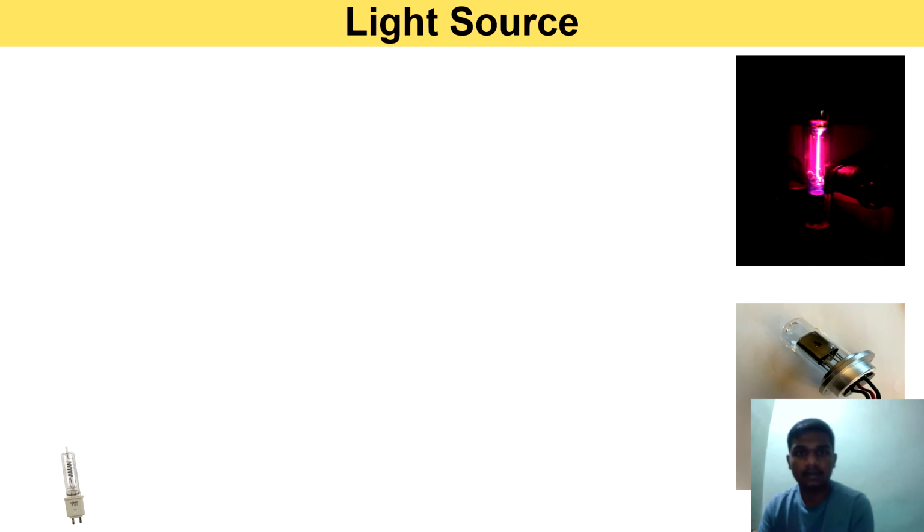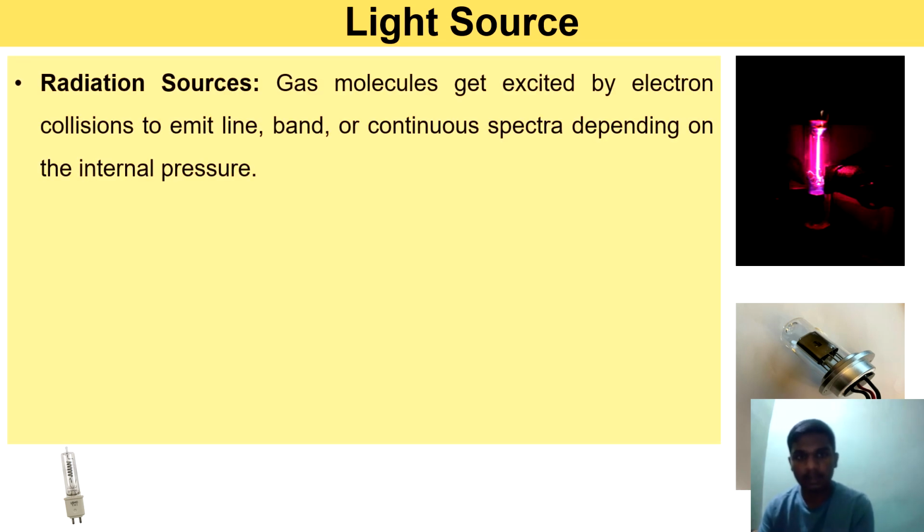Let me start with the first part, that is the light source. Before discussing, let's see what these are. This is the hydrogen lamp. This one is the deuterium lamp. This is a tungsten halogen lamp. First of all, we'll start with the radiation sources.